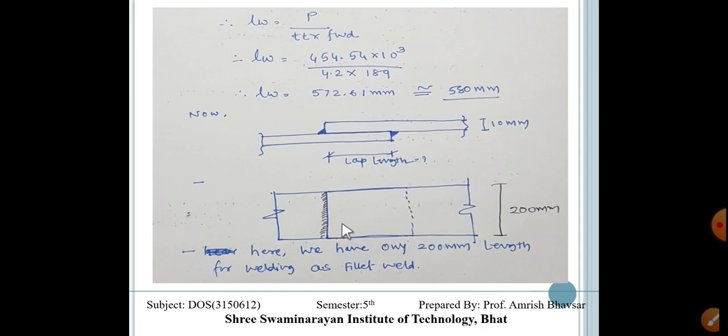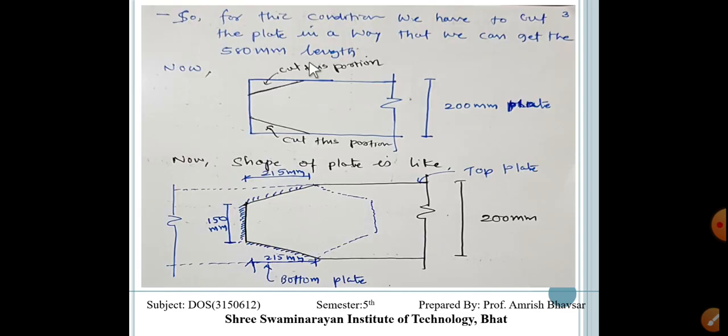So now what is the next step? How can we increase the welding length of this connection? For that we have to cut this plate in some way that we can develop this much length. So dear student, for this condition we have to cut the plate in a way that we can get the 580 mm length.